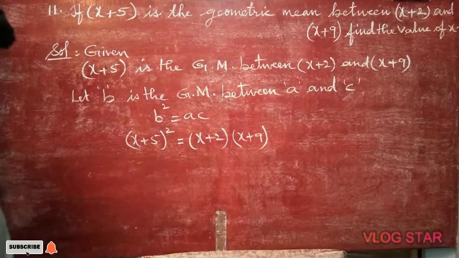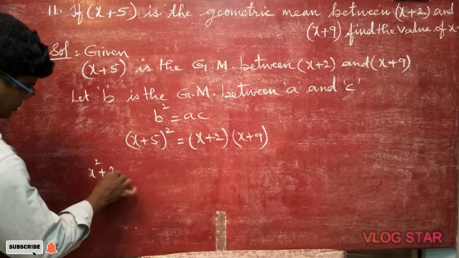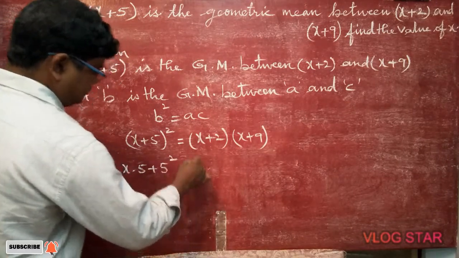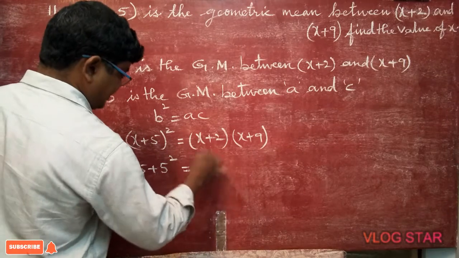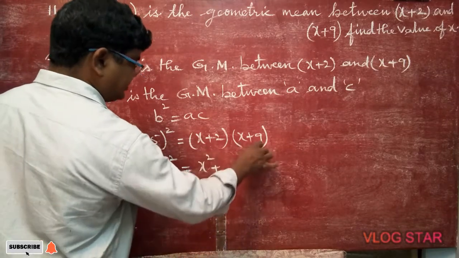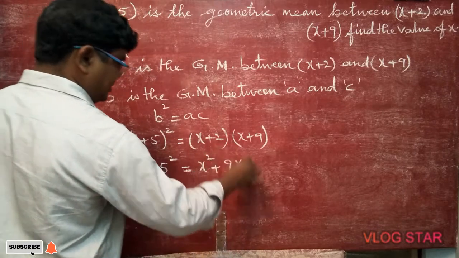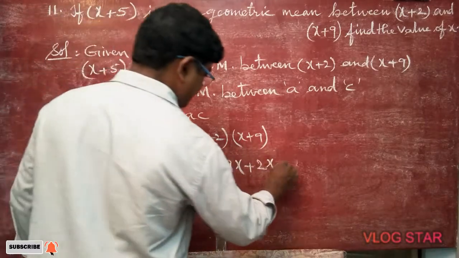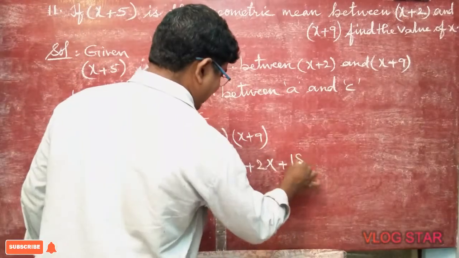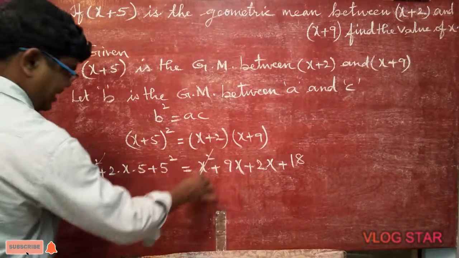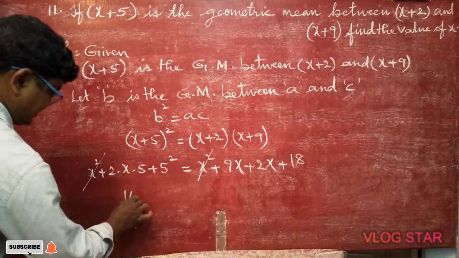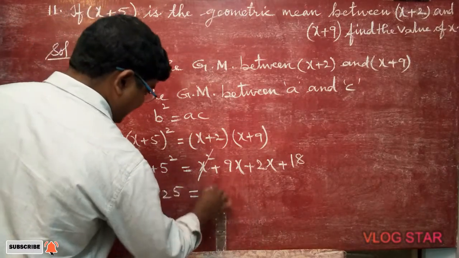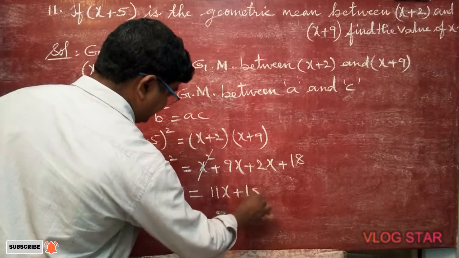Now the (a plus b) whole square formula: a square plus 2ab plus b square is equal to x into x, x square, plus x into 9, 9x, plus 2 into x, 2x, plus 2 9s are 18. x square cancels, 10x plus 25 is equal to 11x plus 18.